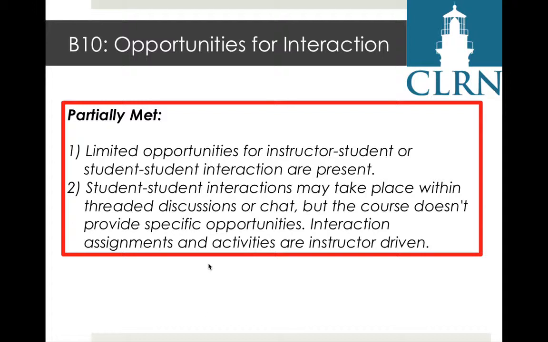Partially met comments include that there are limited opportunities for student-student or teacher-student interaction. If the course provides the vehicles for the interactions but not the specific activities, example number 2 states that student-student interactions may take place within threaded discussions or chat, but the course doesn't provide specific opportunities. Interaction, assignments, and activities are instructor-driven.